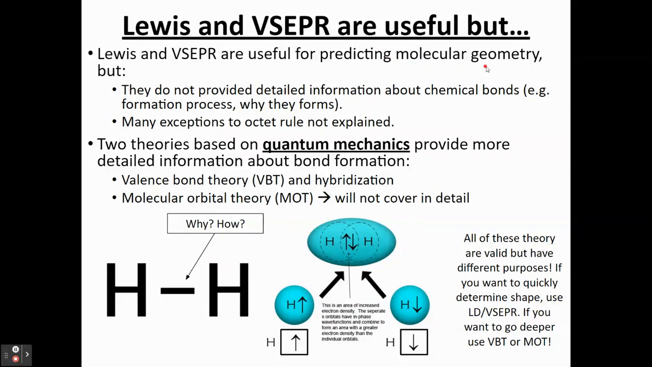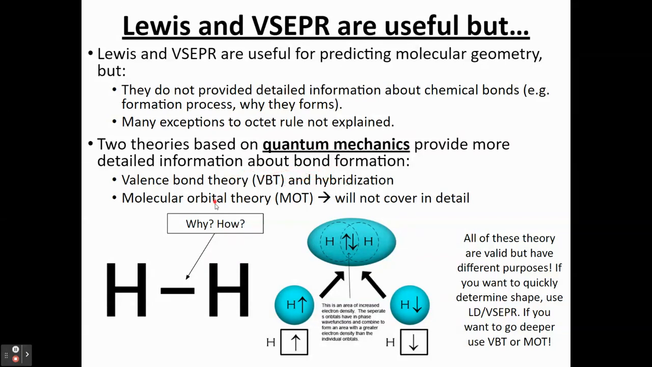But the problem is they don't give you the detailed information that other theories out there can. And there are also many exceptions to the octet rule that aren't really well explained using Lewis and VSEPR theory alone. We just kind of say they can break the rule and that's about it. So when it comes to quantum chemistry, quantum mechanics, we use two different theories for bonding, and one of them is called the valence bond theory and hybridization. They kind of go hand in hand.